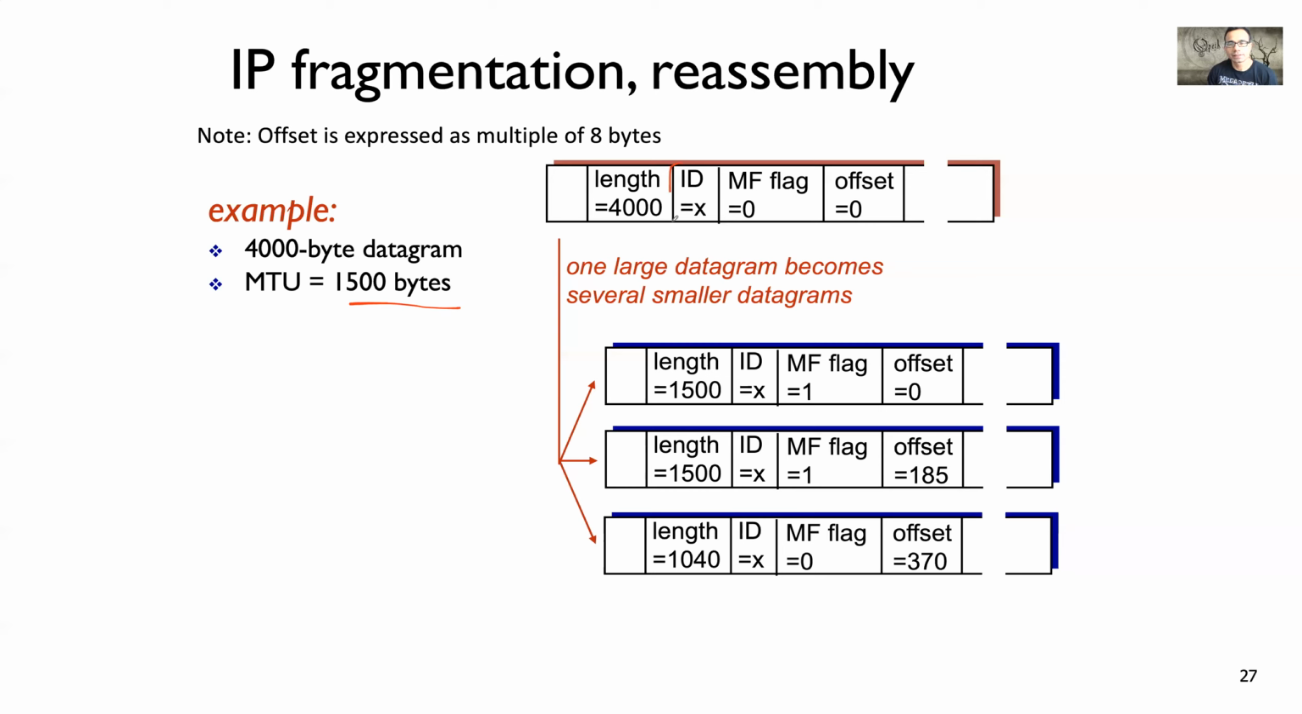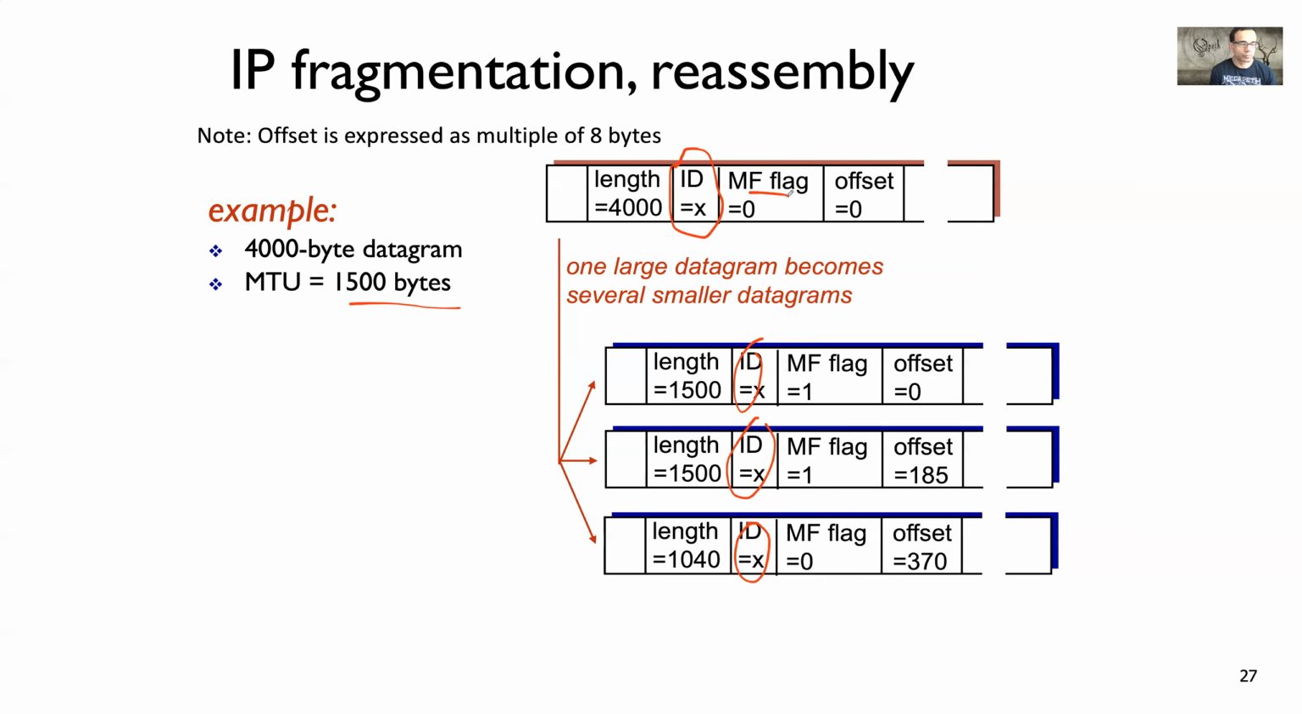There are 3 fields that are used. The first one is an ID field. This is just an identifier. The source creates this identifier, probably just some random number generation. This identifier is simply copied over into all the fragments. So this allows the recipient to know that all of these fragments belong to the same original packet because their IDs are the same.